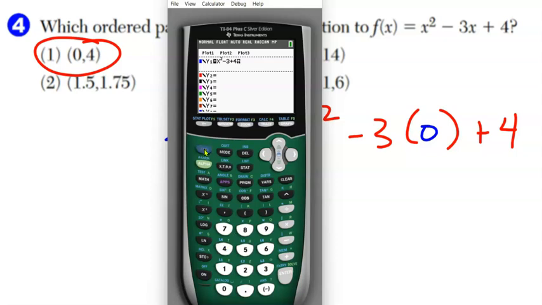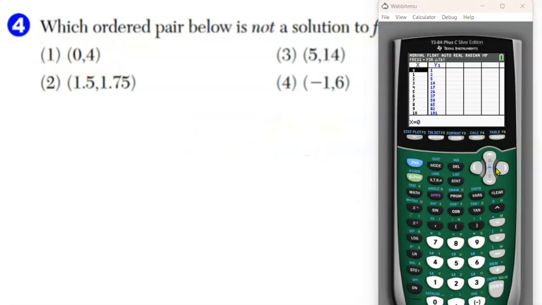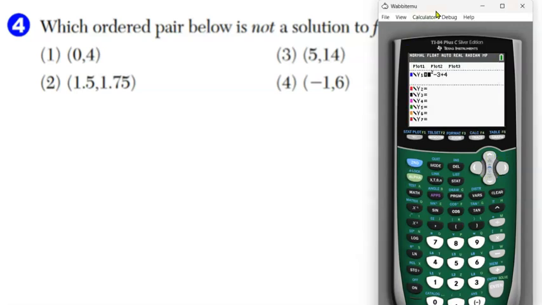And now I'm going to go ahead and press second graph and look in that table of points. So when I look at my table of points, I see that 0, 4 is not a solution. I see that, x squared, I forgot my x. See this? x squared plus 3x plus 4. Here we go.